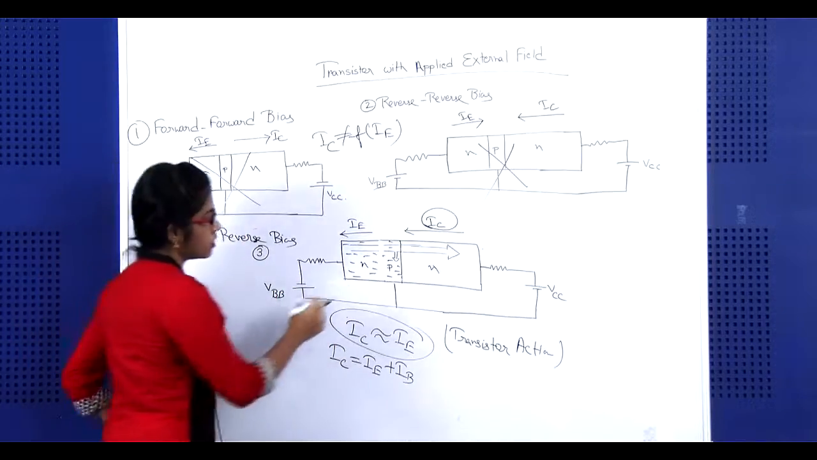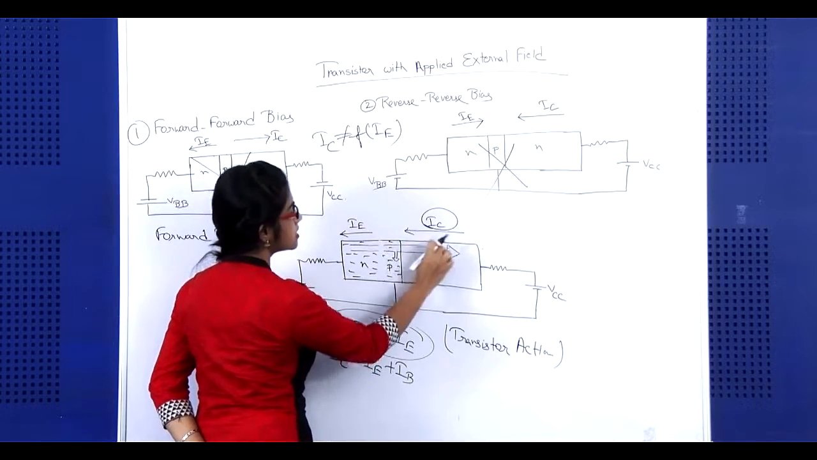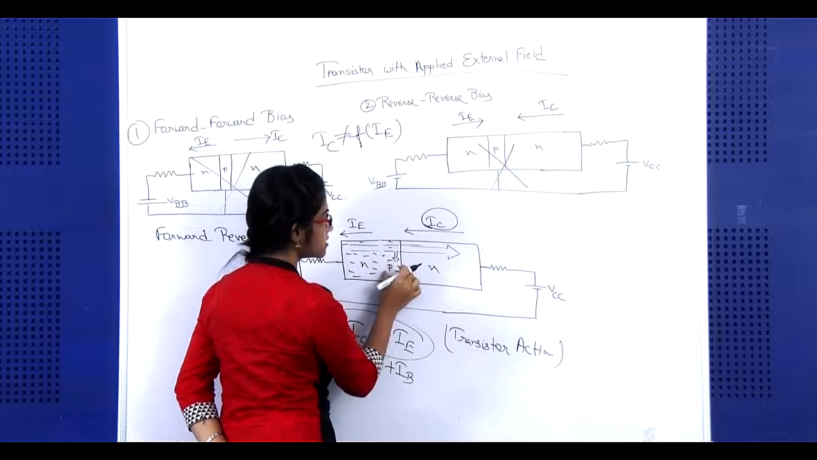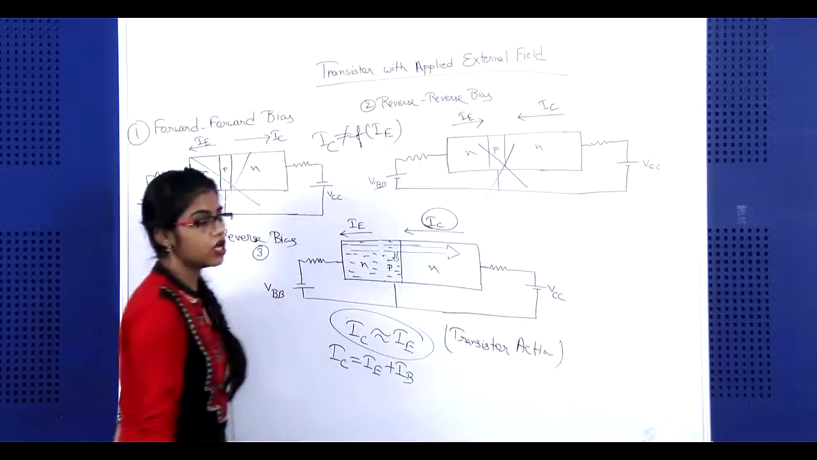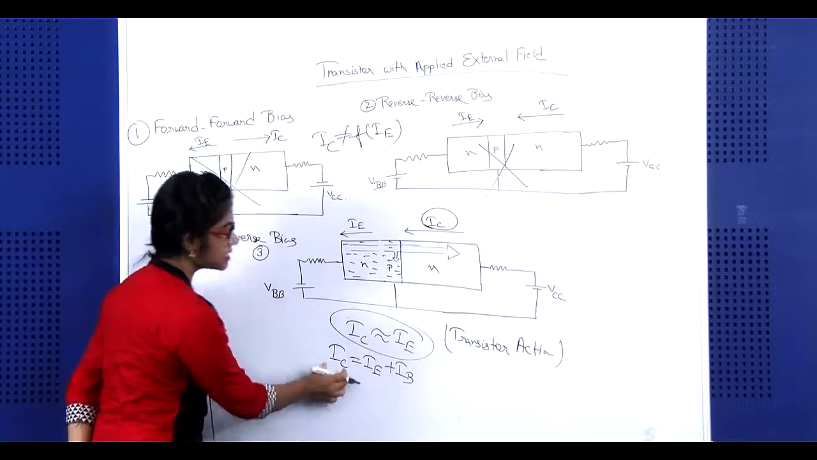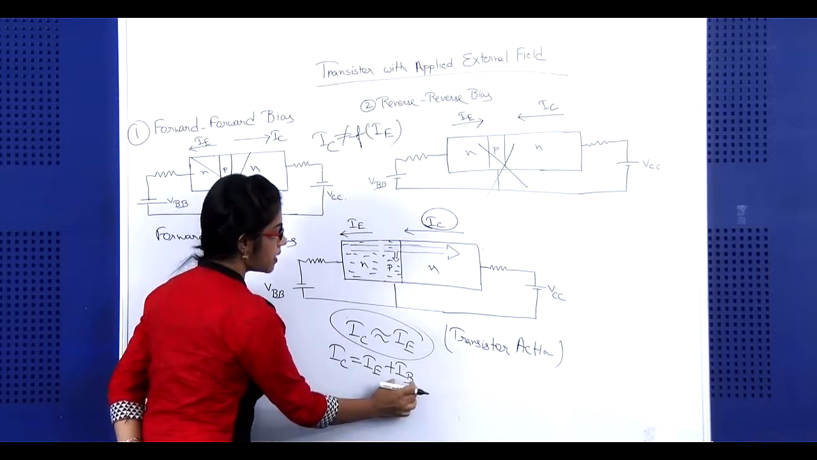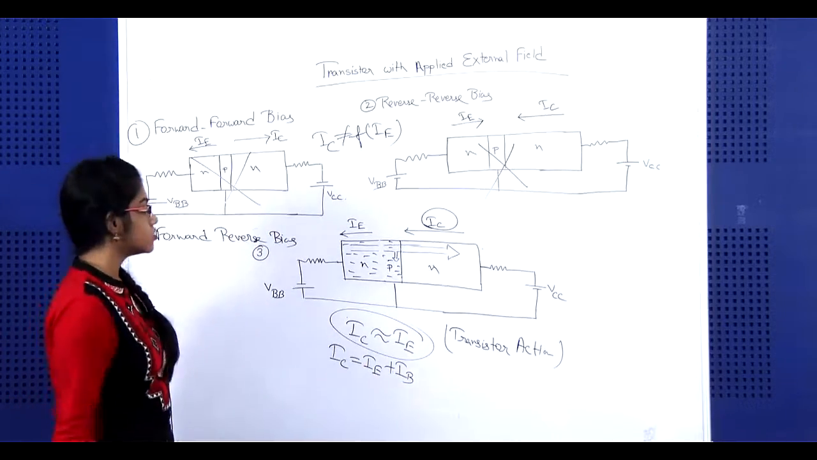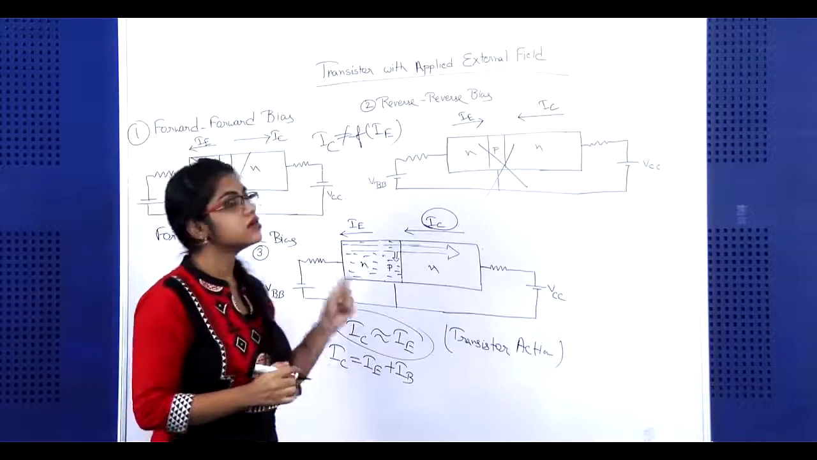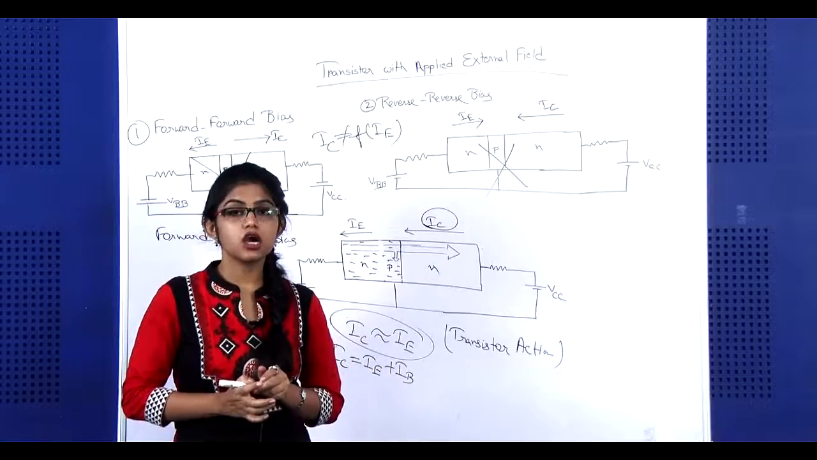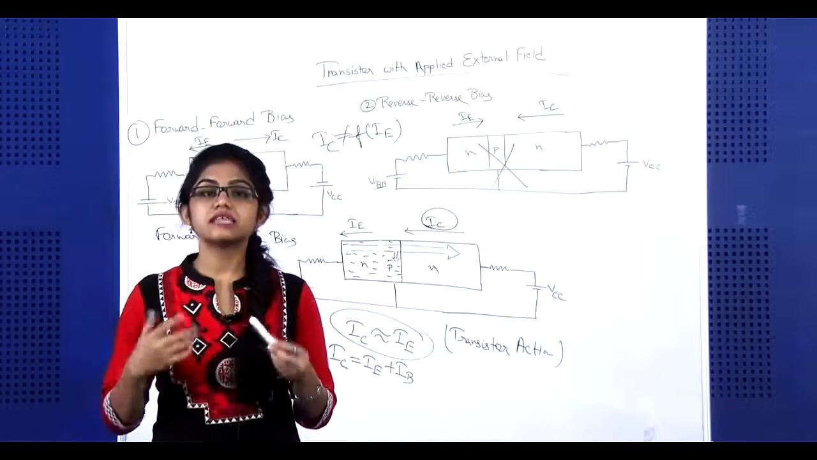So, here I told you that 99% of electrons come through this base region and are collected at this collector. So, we can write IC, the collector current, equals IE plus IB, right. So, this is all about the forward-reverse bias connection by which we can design a transistor circuit.